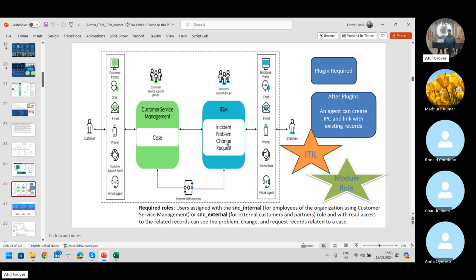The important point is that to link these three or one, another plugin is required for linking requests. If you don't install this plugin for ITSM integration, you can't link a case with the problem, the incident, or the change. But after installing the plugin, an agent can link the case with the incident, problem, and change request. That can be possible.